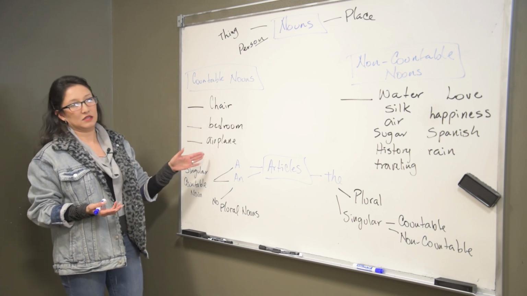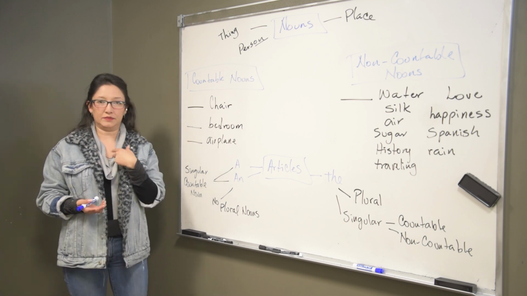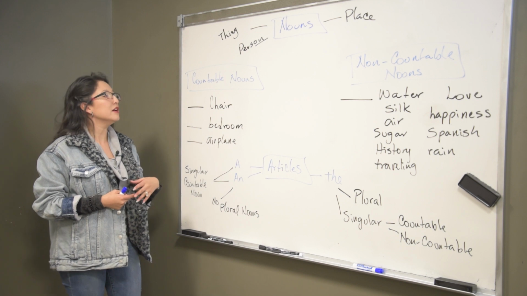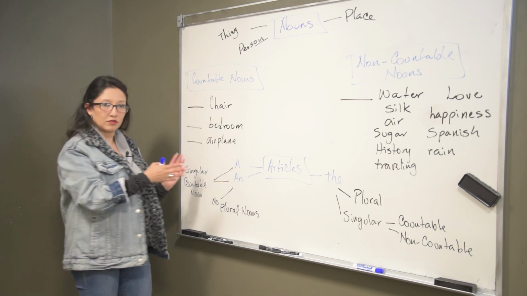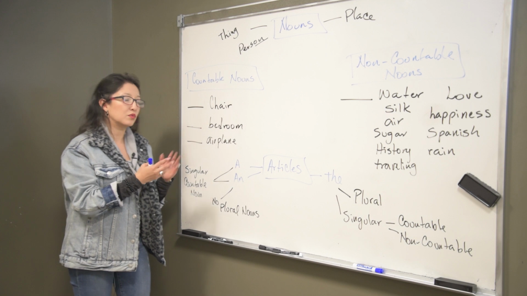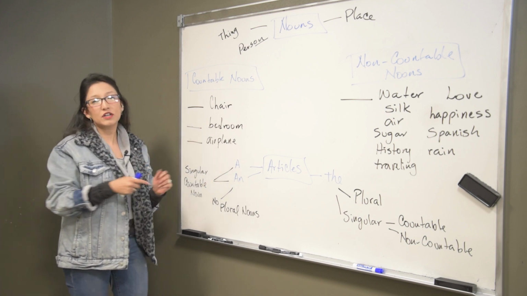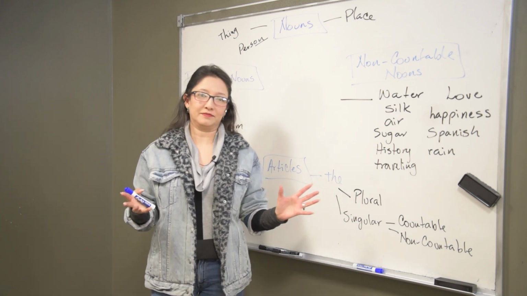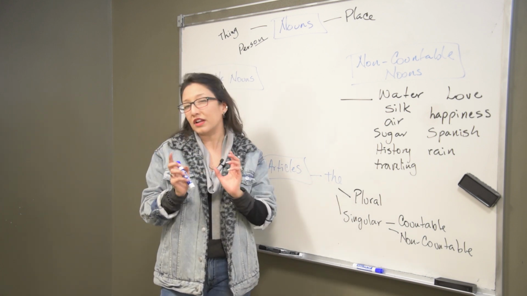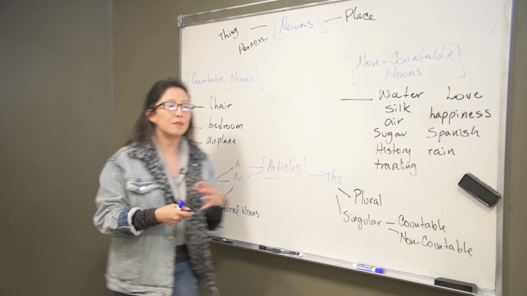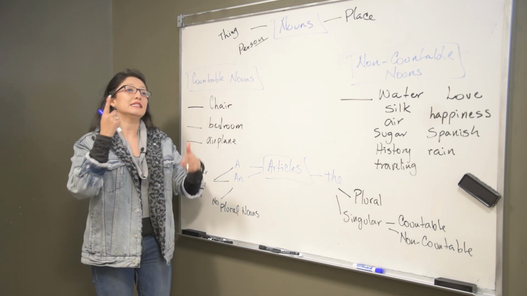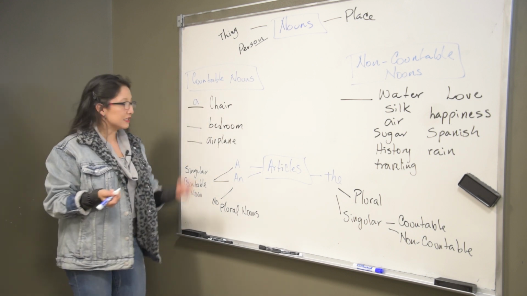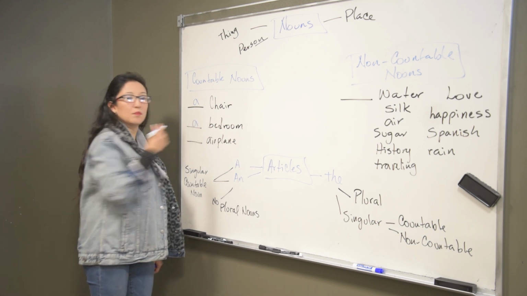Let's go back to this list. We have chair, bathroom, airplane. We have them in the singular or plural form? Singular, okay? So since they are in the singular form and they are countable, we need to add articles. For example, if a student comes with the sentence, I bought chair, that sentence is not correct because we are missing the article. Why? Because the noun is countable and it is in the singular form. So I bought a chair, okay? The same with bathroom, a bathroom.